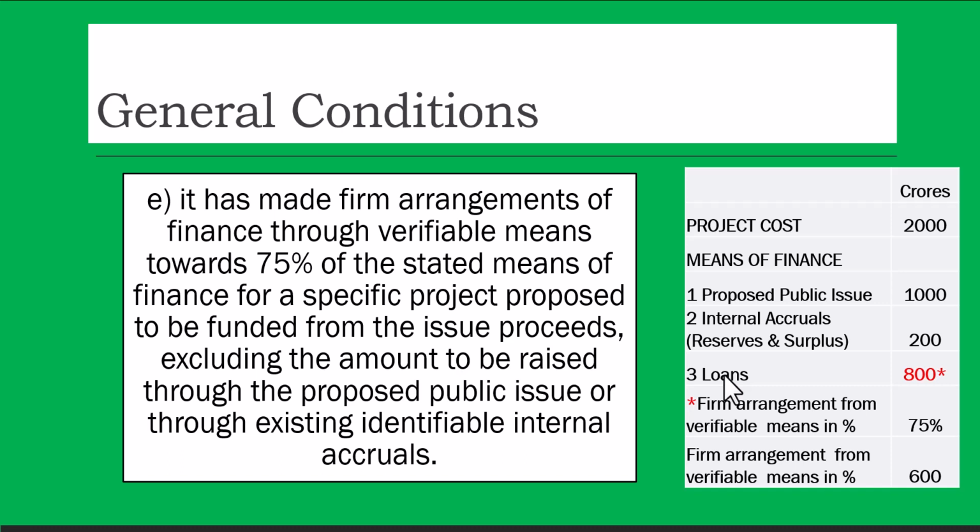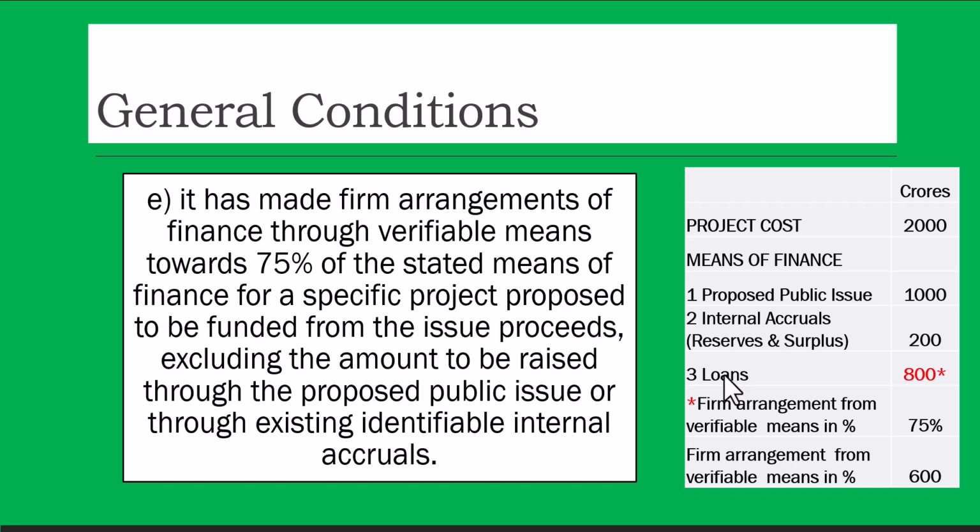75% not of the total means of finance, but 75% of the stated means of finance for a specific project from the issue proceeds, excluding the public issue, excluding the internal accruals. So that means the means of finance are going to be 800 crores from loans. So he's talking about that. Now, 75% of this is 600 crores.